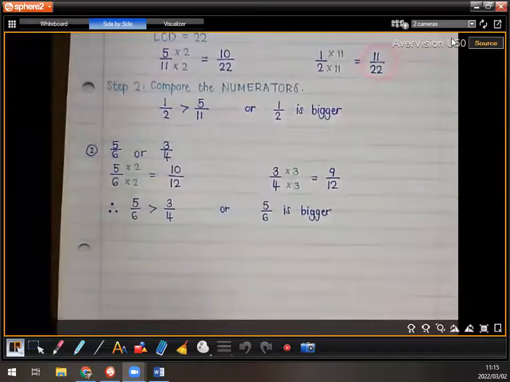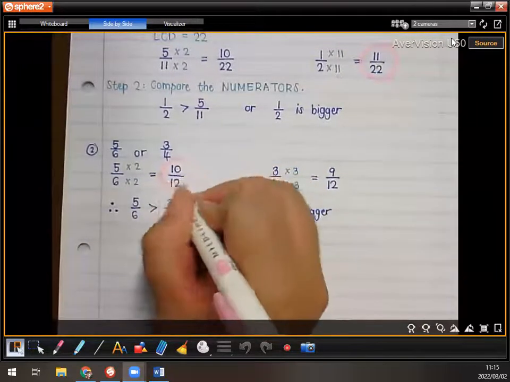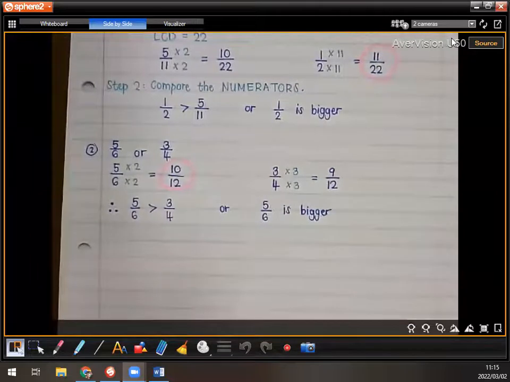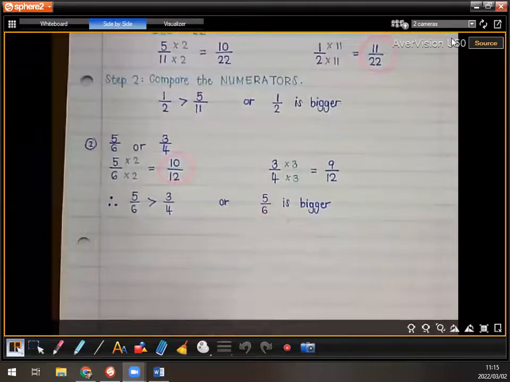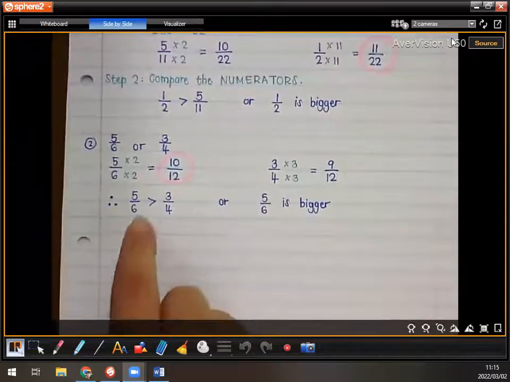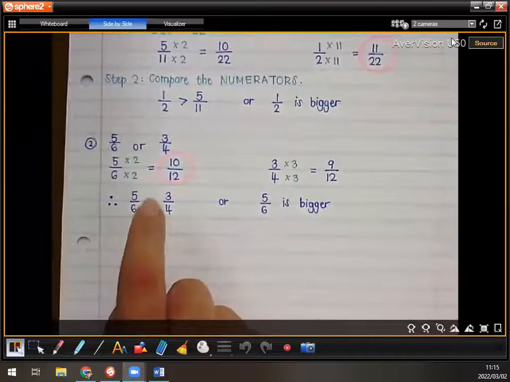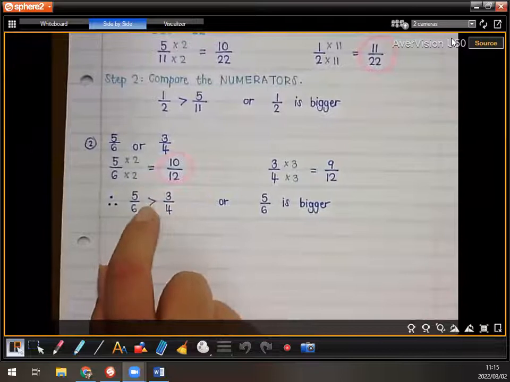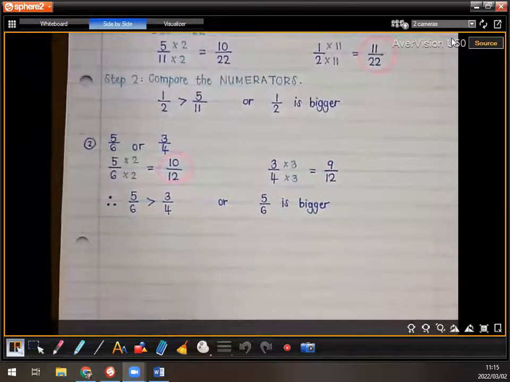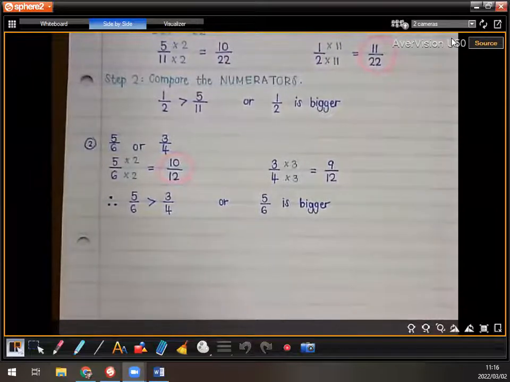We can again just circle it using the highlighter like we did in the previous question. 10/12, that is the bigger one. So it's fine if you just say that 5/6 is bigger. Perfect, full marks. All right, it's fine also if you use the symbol. So you write the bigger one first, and then you have your bigger than, greater than symbol, and then the smaller one.